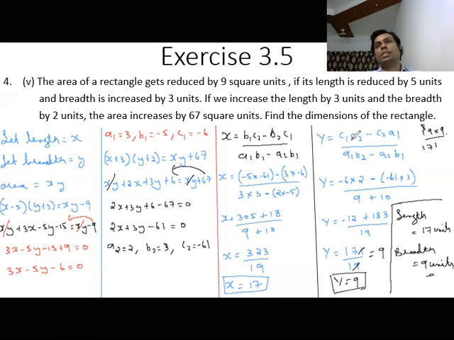Then y is C1 A2 minus C2 A1 by A1 B2 minus A2 B1. Substitute. Minus 6 into 2 is minus 12. Minus 61 into 3, minus 183. But one more minus sign outside, so plus 183. You will get 171 by 19. Again, multiply such that the last digit should be 1, that is 9. So it will go 9 times. So length is 17 units and breadth is 9 units.